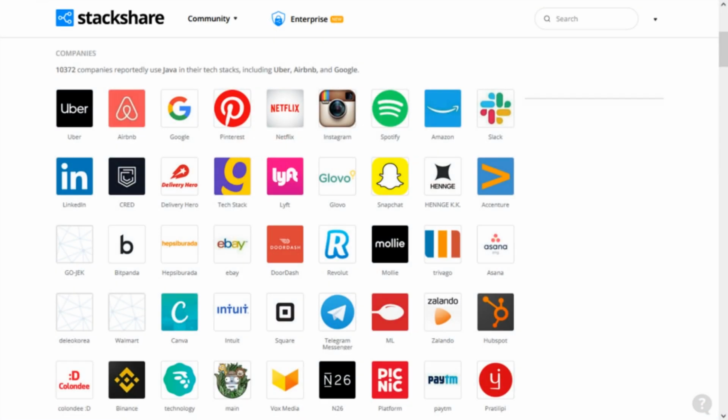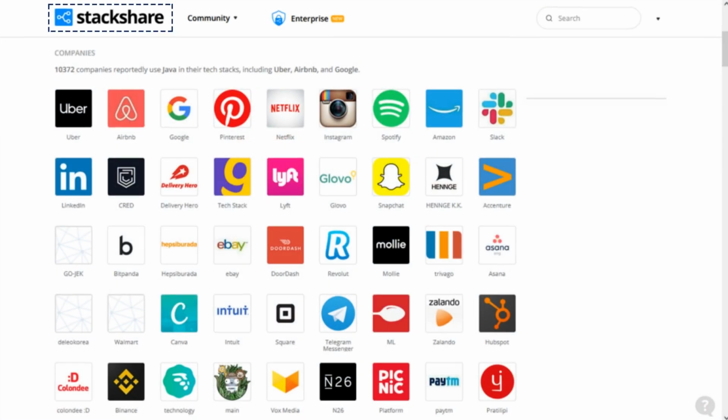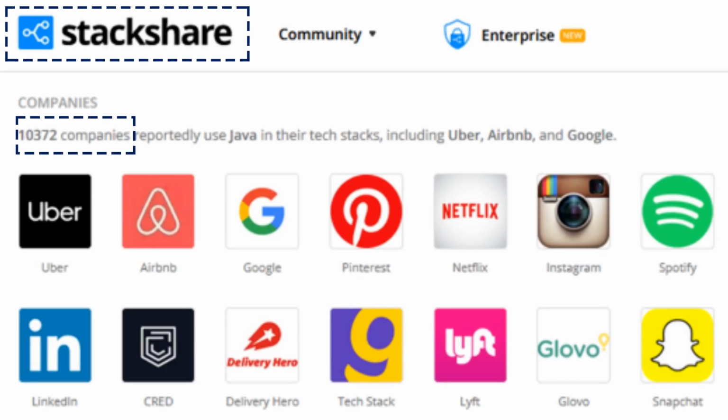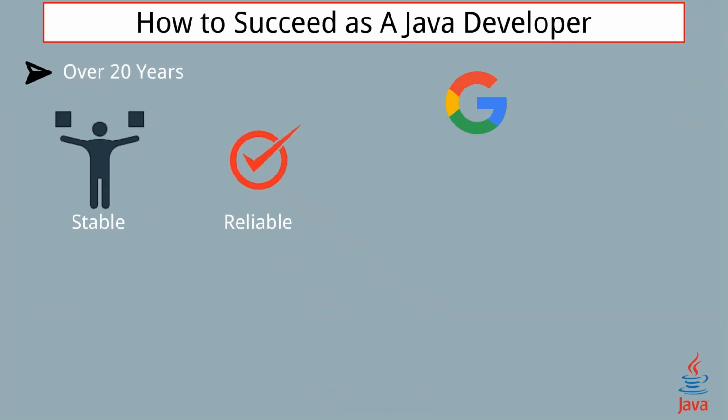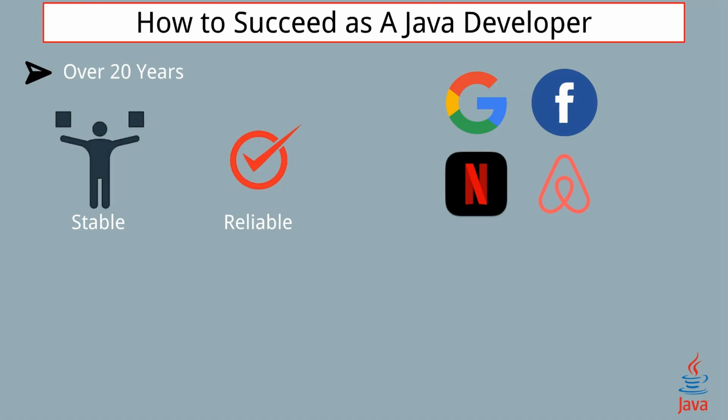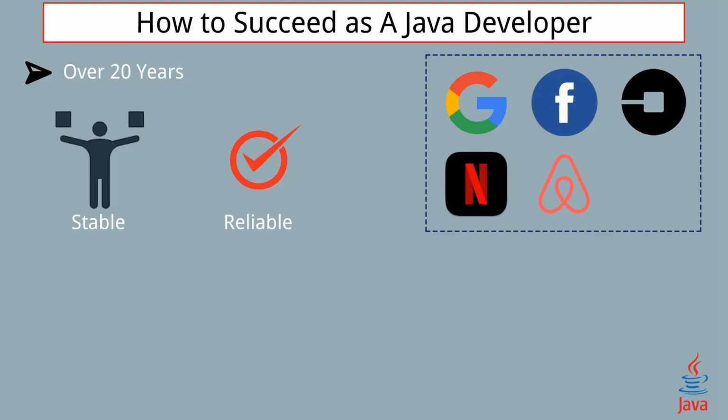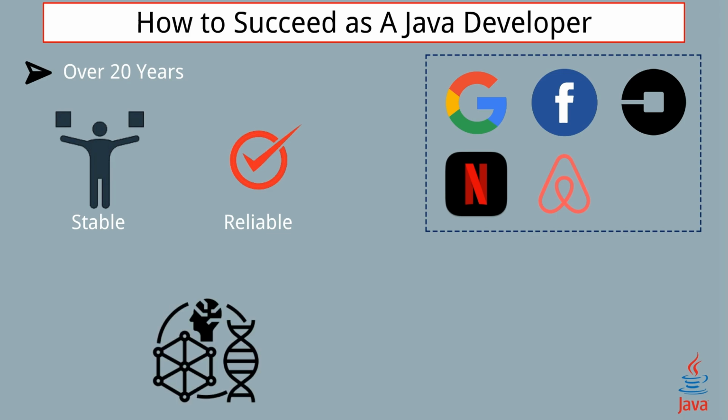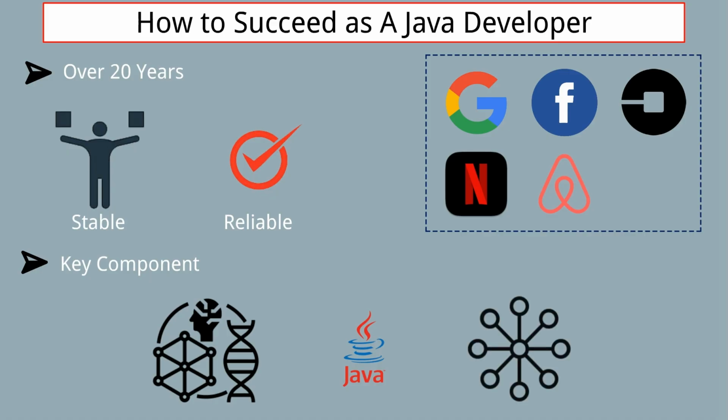Now, according to StackShare, around 10,000 companies include Java in their tech stack, including industry leaders such as Google, Netflix, Facebook, Airbnb, Uber, and many more. While these companies also utilize other emerging technologies, Java remains a key component in their software development ecosystem.